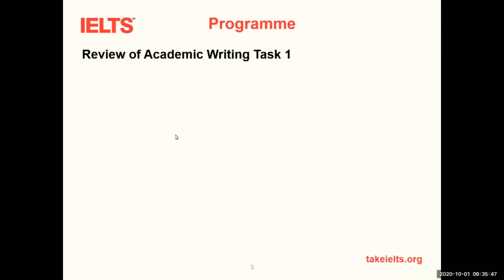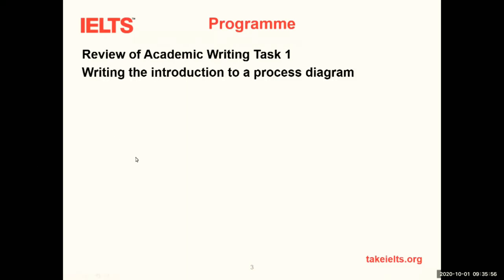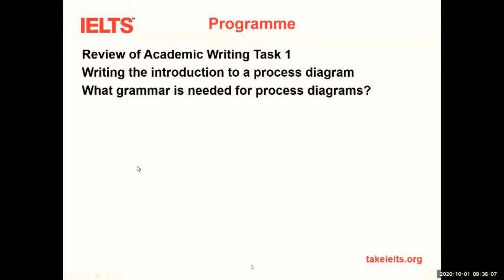So we're going to very quickly review what academic writing task 1 is. And very quickly also review what the introduction to a process diagram is, because writing the introduction with the overview is terribly important. Then we're going to look at the grammar that we need for writing a good answer about a process diagram. And we're going to look at passives, linkers, and relative clauses.